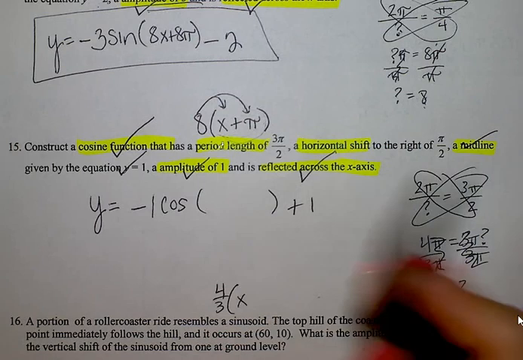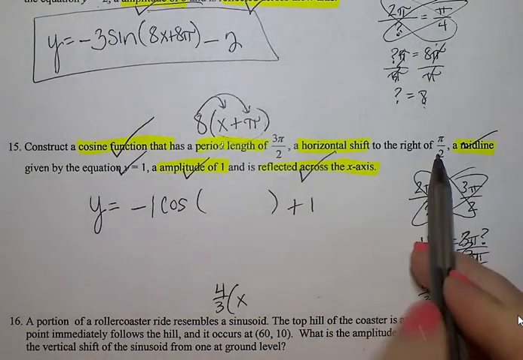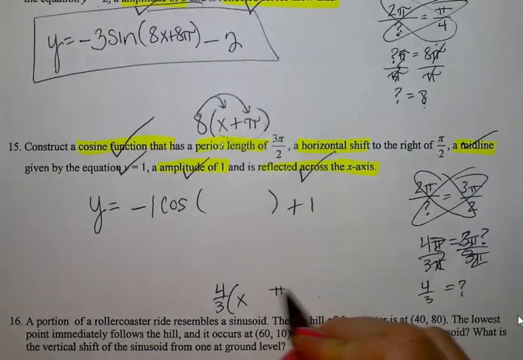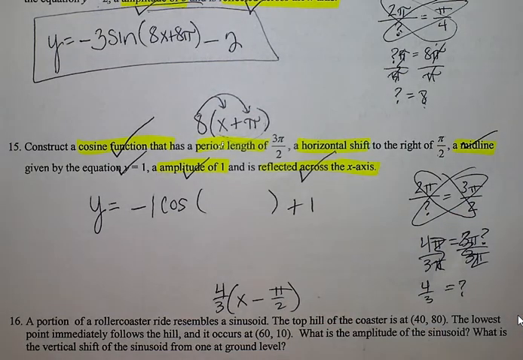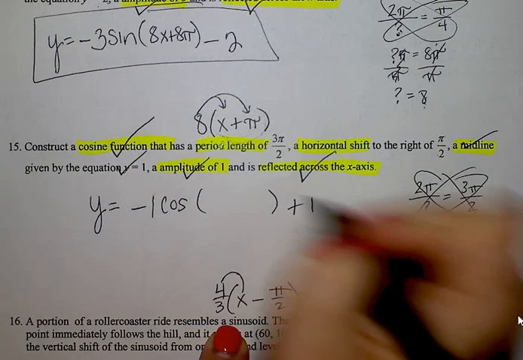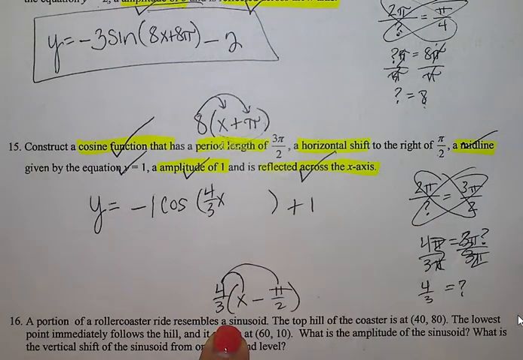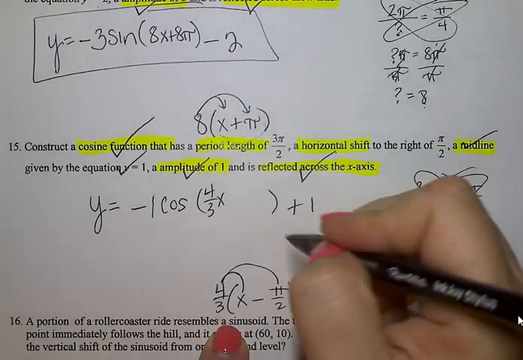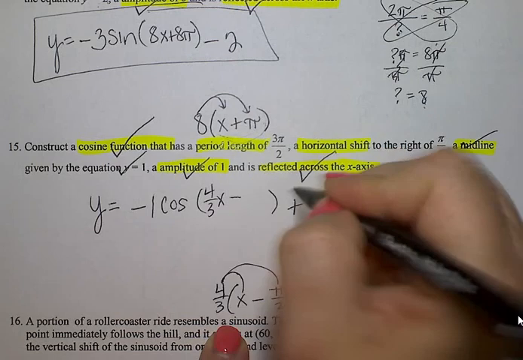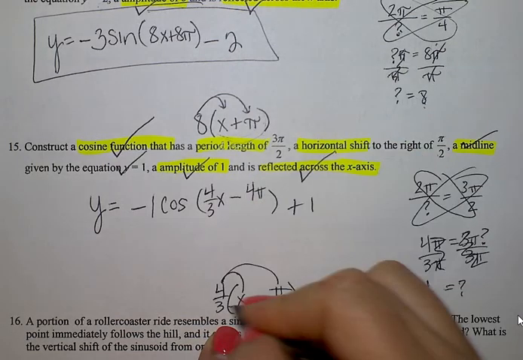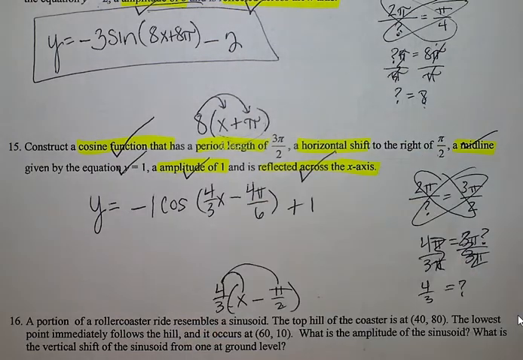Now it's going to shift to the right pi over 2. So instead of going plus pi over 2, I'm going to go subtract pi over 2. And now I'm going to distribute 4/3 x. I'm not going to count this wrong if you don't reduce. But without reducing, you get 4 pi over 6. If you put 2/3 pi, that's even better.